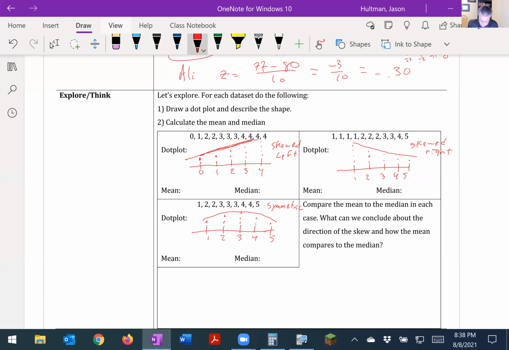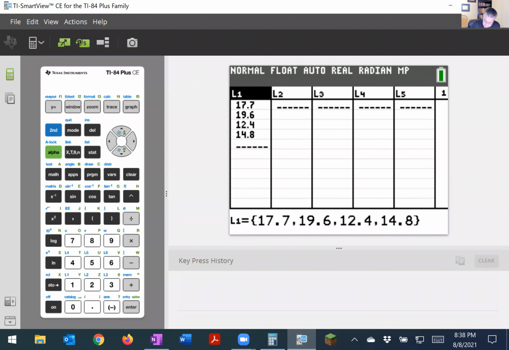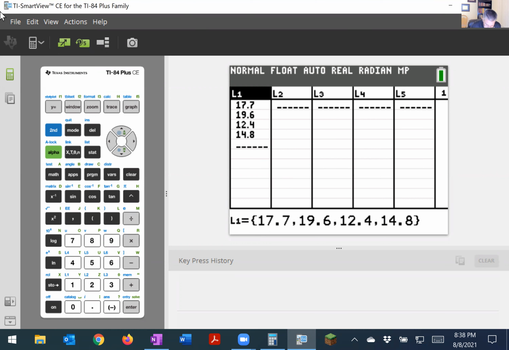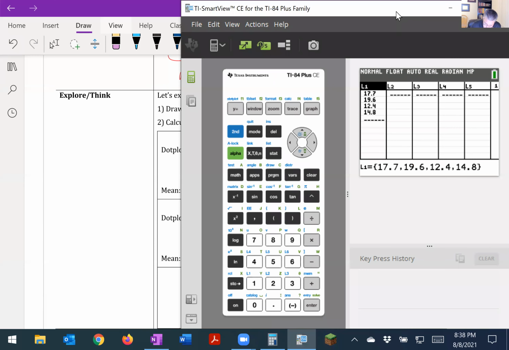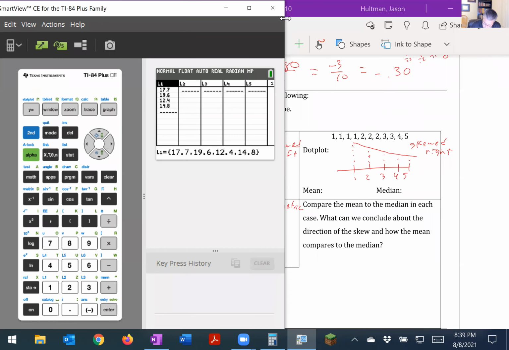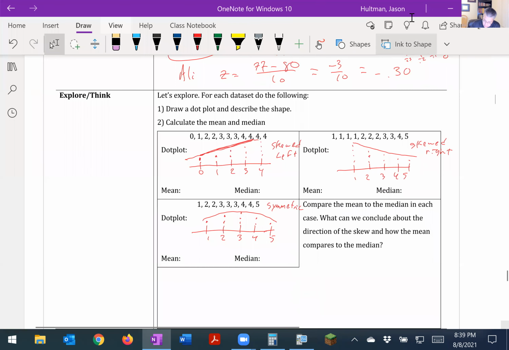We're going to go to the calculator on that one. Let's calculate the mean and the median on these. Make it a little bit easier to go back and forth here. I'll just go out like this and then click back and forth.